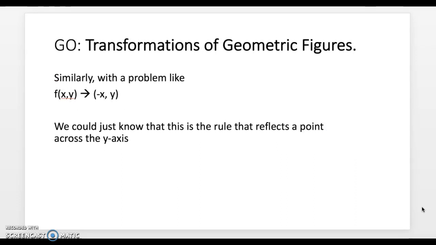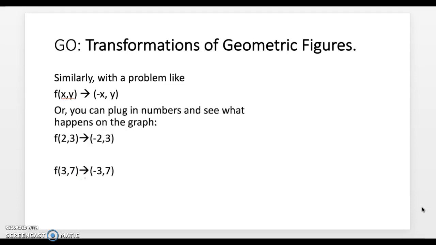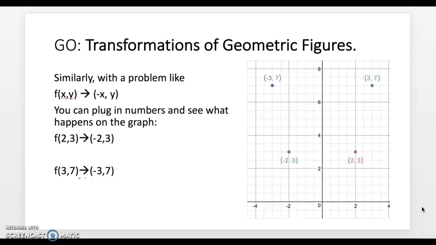Similarly, with a problem like this, f of (x, y) becomes (-x, y), we could just know that there's a rule that reflects the point across the y-axis. But if you don't remember that, then you can plug in numbers and see what happens on the graph. Again, pick 2 points. I plugged in (2, 3) and (3, 7), so I could see some space between them. I got (-2, 3) based on my rule. So I plotted that on the graph.